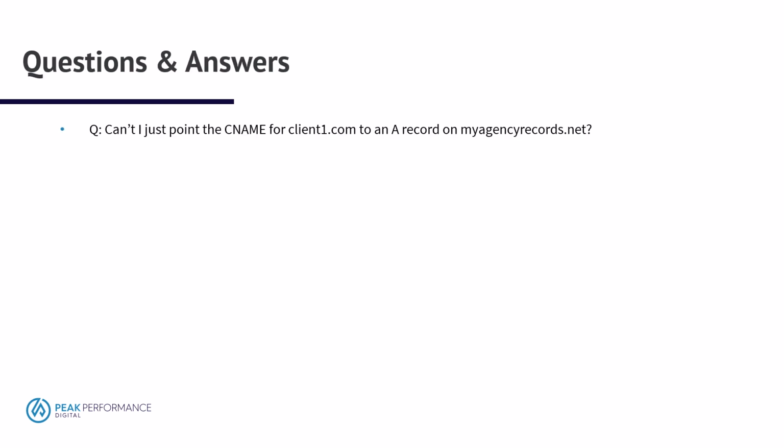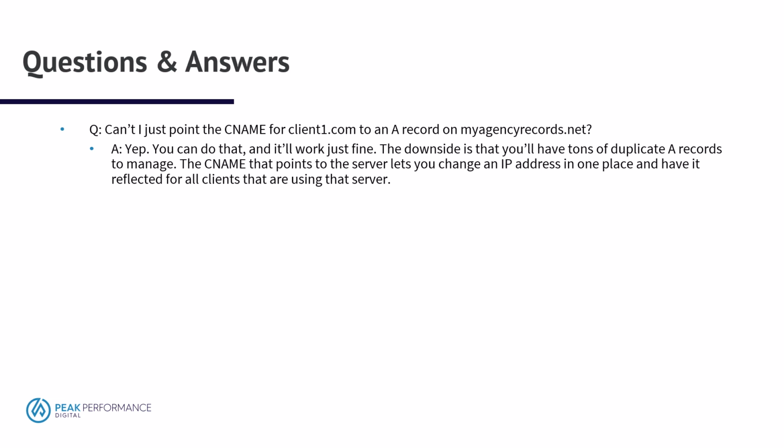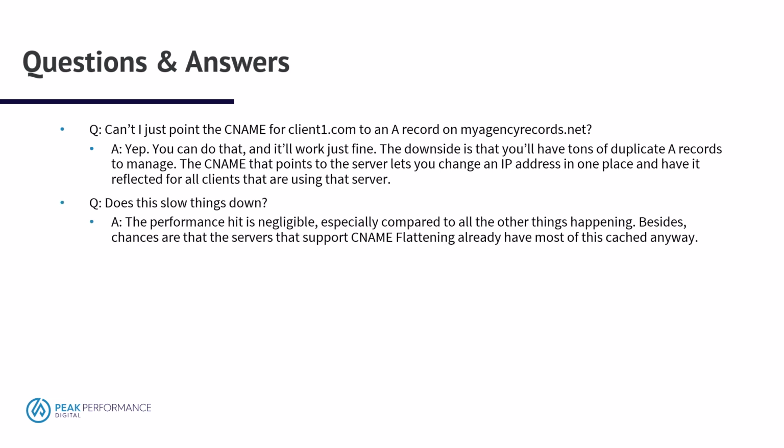So here's a few questions and answers about the whole thing. First question is, can I just point the CNAME to the A record from myagencyrecords.net, so we're pointing straight to the server? Yeah, you can do that, and it's going to work just fine. The downside is that you're going to have a bunch of A records to manage. So by creating a CNAME that points to the server, it lets you change the IP address in one place and have that reflected for all the clients that are using that server. Does this slow things down? Sort of. The performance hit of this is negligible, especially compared to everything else that happens in a conversation. Besides, the chances are that the servers that support CNAME Flattening already are going to have most of this cached anyway.